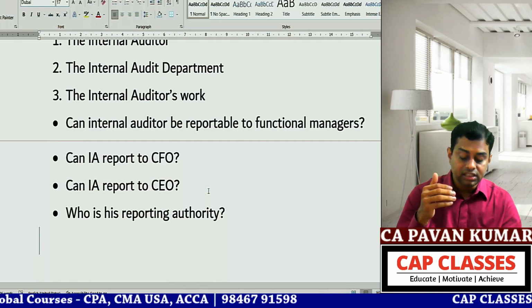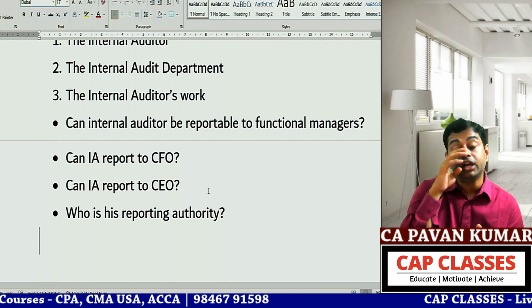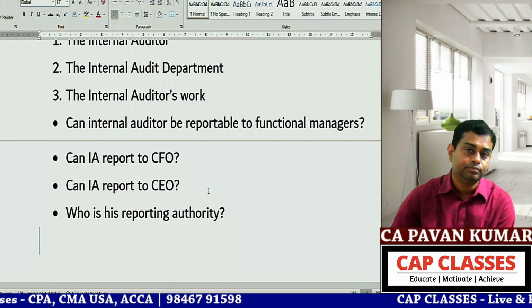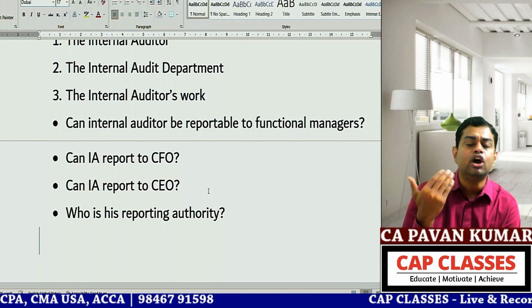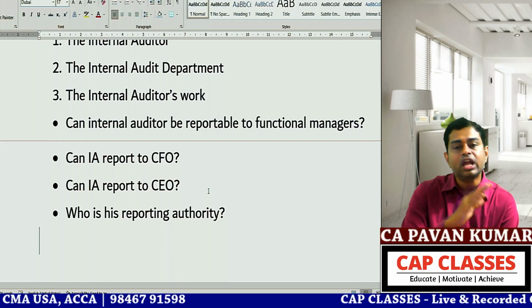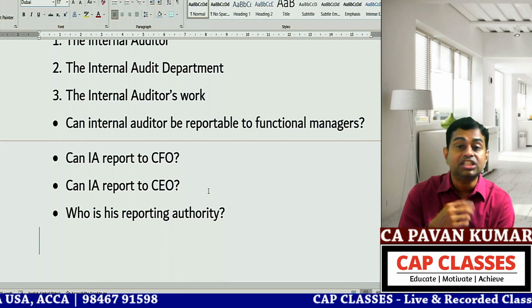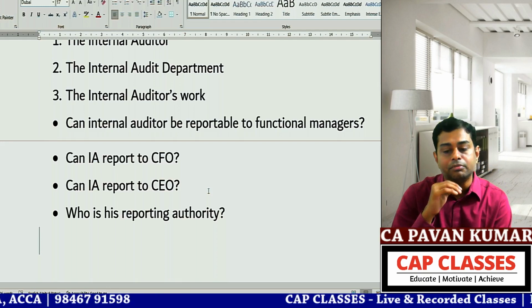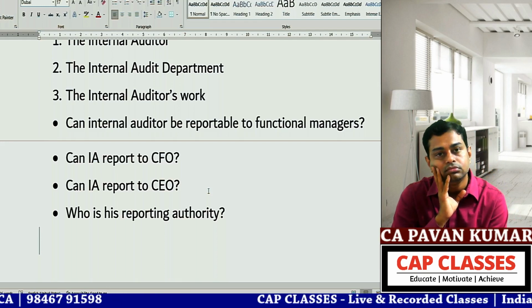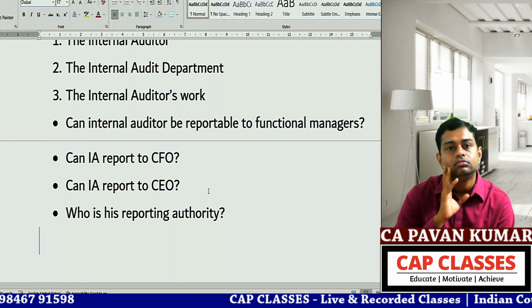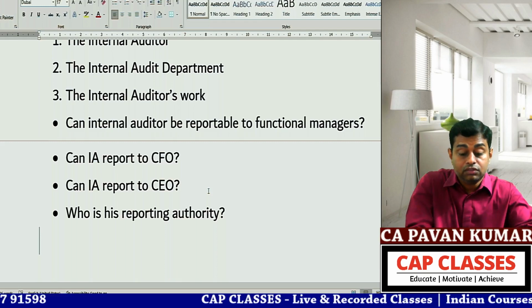In some countries, the internal auditor will be reporting to the president or chairman. In US based countries, we call it president. In UK based countries, we call it chairman. In India, chairmen will be there. The president of a company will not be there, because we follow the UK system. What is the difference?